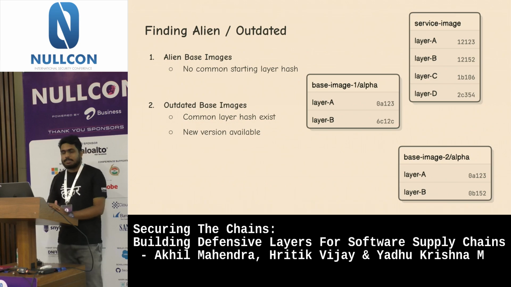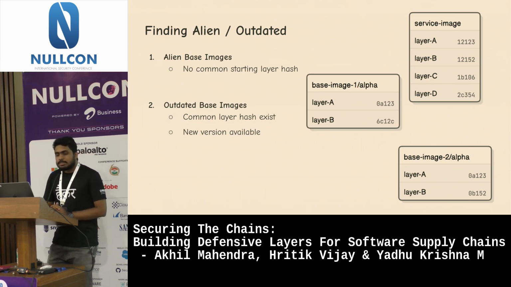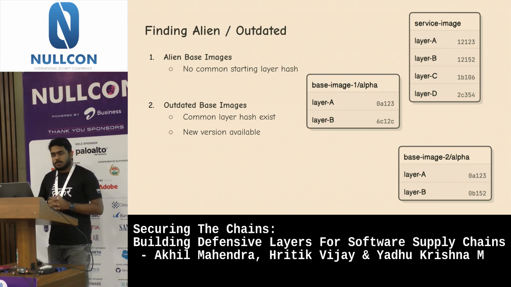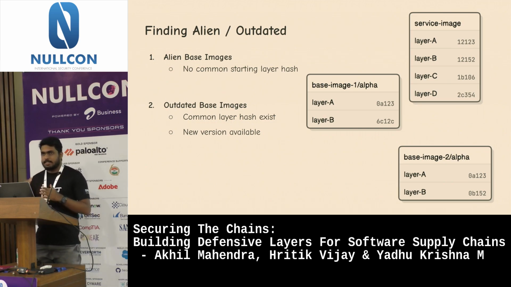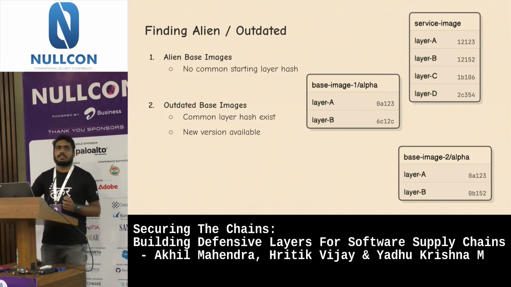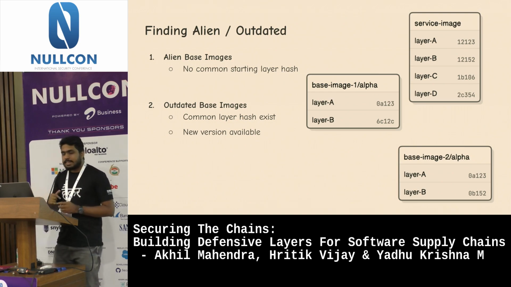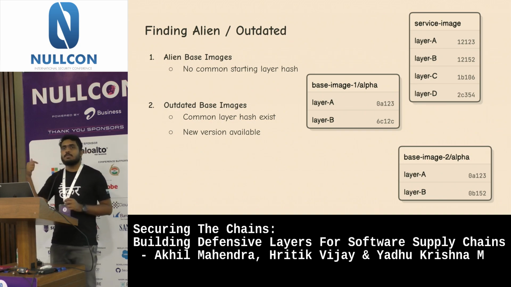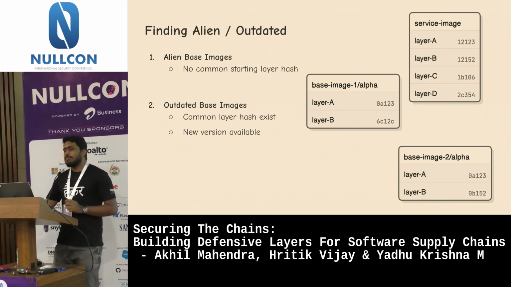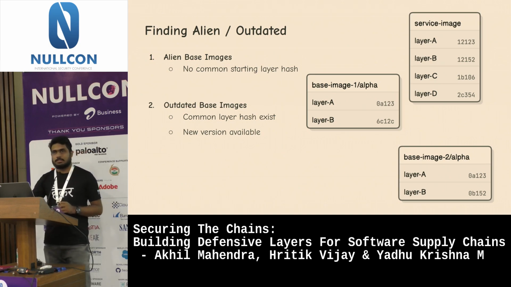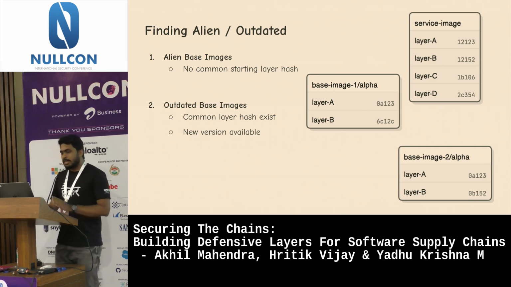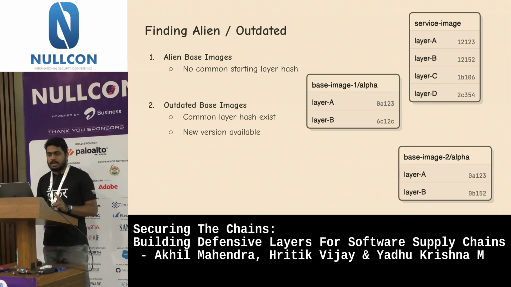Then outdated base image. Outdated base images, we can actually track using the layer hash system itself. So when there is a common layer hash existing, but there is a different version available for that, in that case, we can say that the base image is outdated and the developer needs to be pinged, or the developer has to upgrade that base image they are using. So that is how we find the outdated base image.